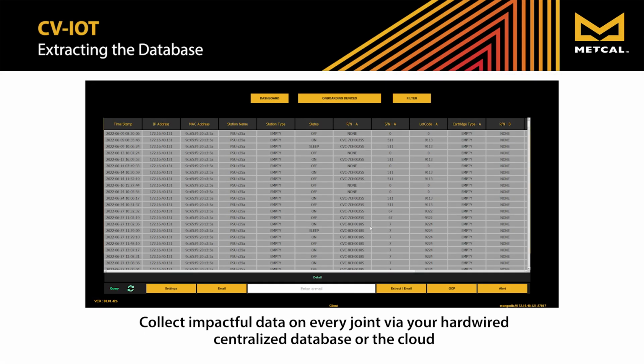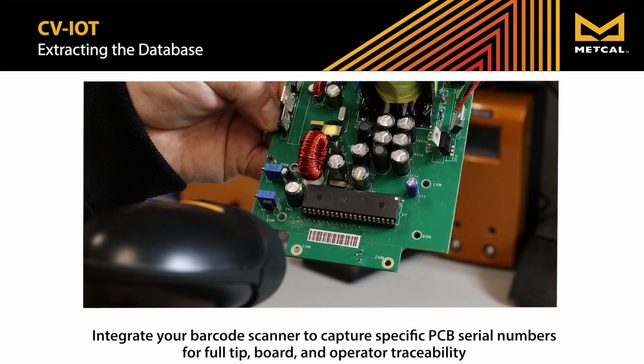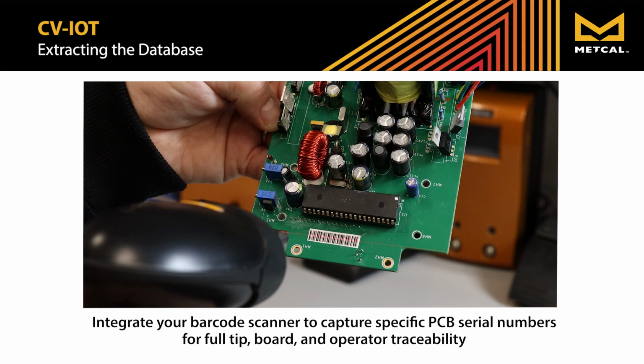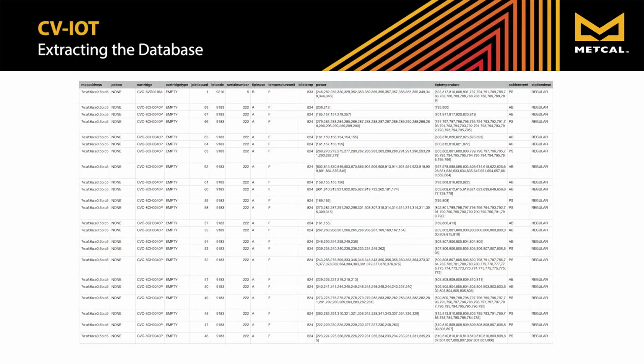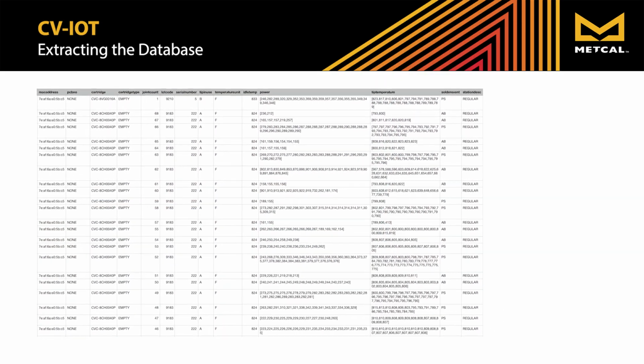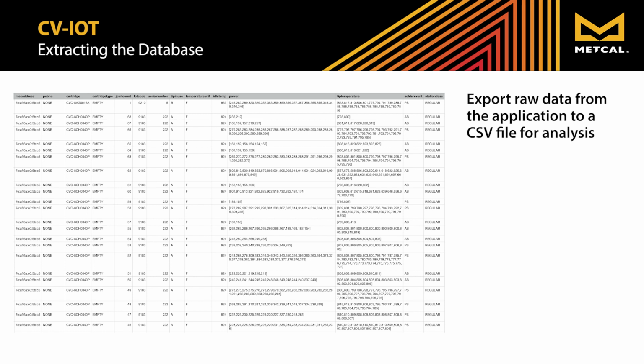Collect impactful data on every joint via your hardwired centralized database or the cloud. Integrate your barcode scanner to capture specific PCB serial numbers for full tip, board, and operator traceability. Export raw data from the application to a CSV file for analysis.